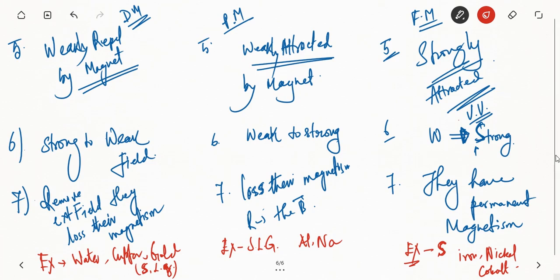And here we discuss another two or three points. The magnetization of magnetic material is inversely proportional to the absolute temperature. So the magnetization of paramagnetic material.